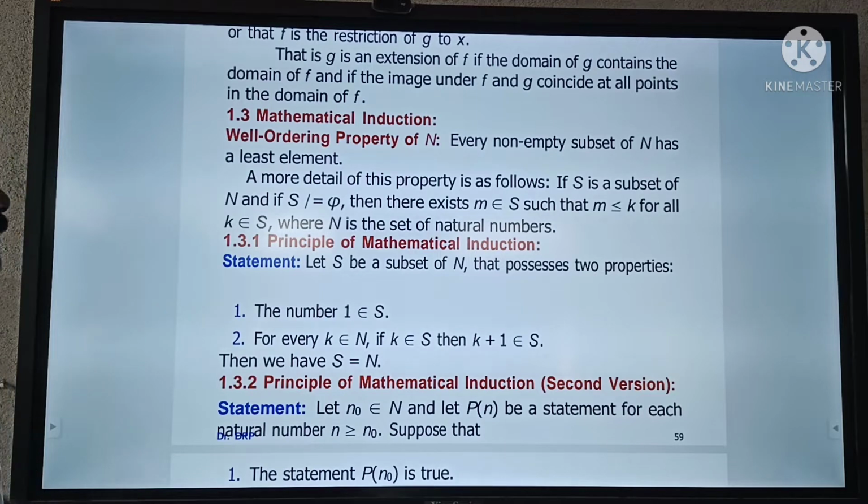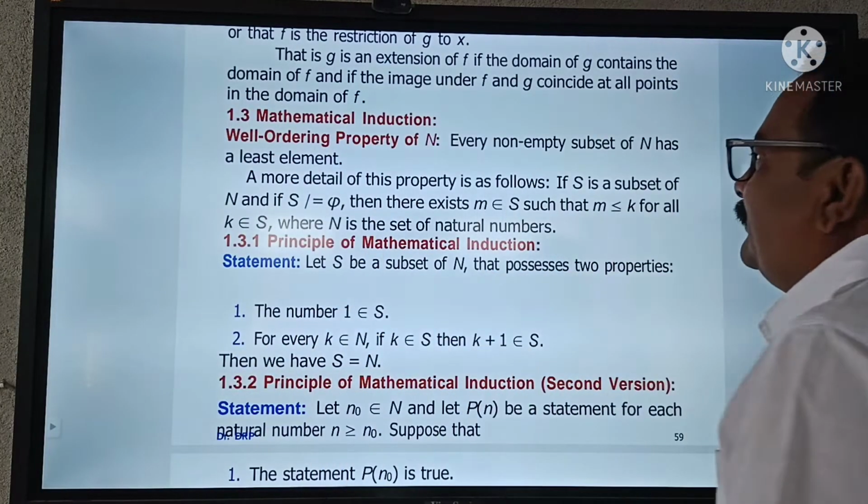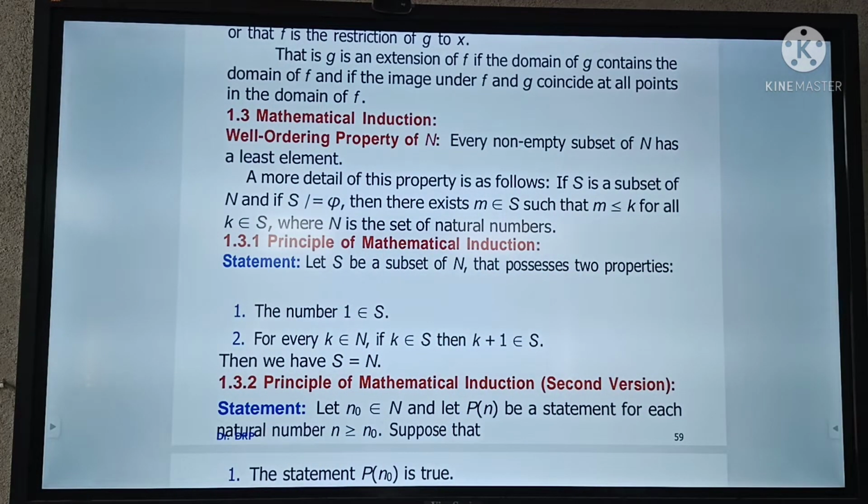Okay, we continue this real analysis. Now we have seen the functions. So we continue with the next point, that is mathematical induction. First, the well ordering principle, a very important principle, and it looks very simple.